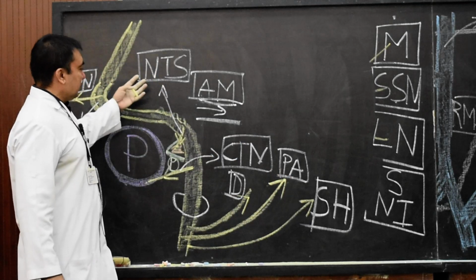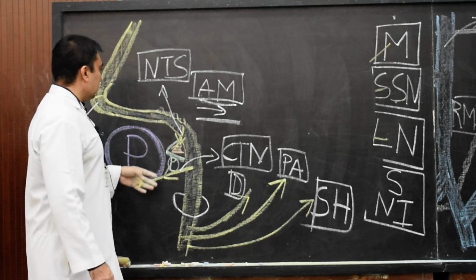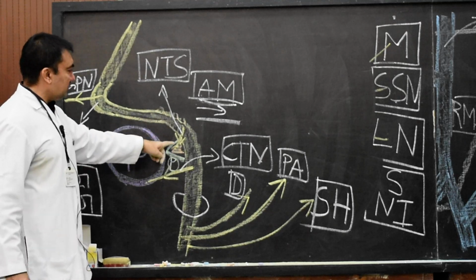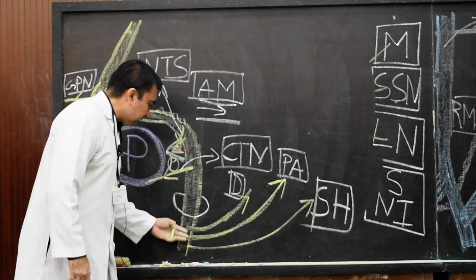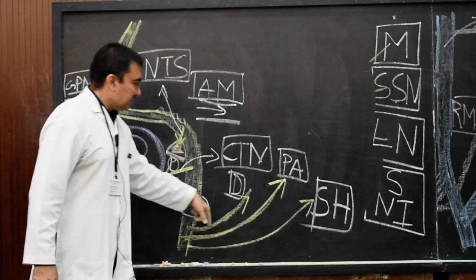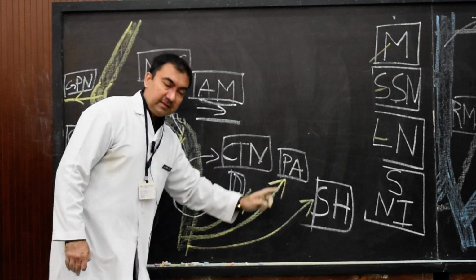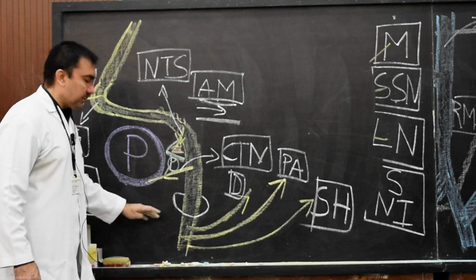So 3 branches given before it exits, when it is present in the facial canal, greater petrosal, then nerve to stapedius and chorda tympani. 3 more branches are given after exiting from stylomastoid foramen. Digastric, posterior auricular, stylohyoid. And then after giving these 3 branches, this nerve will enter the parotid gland.